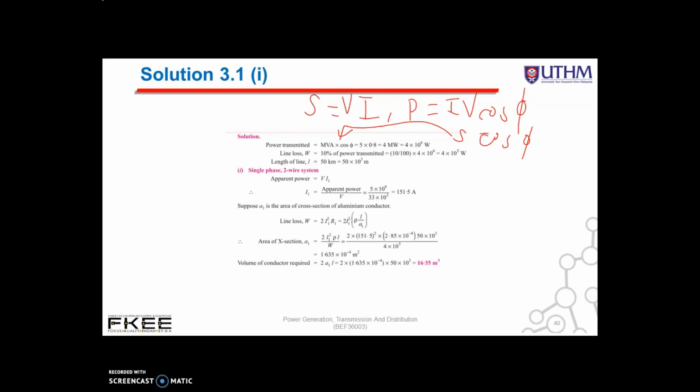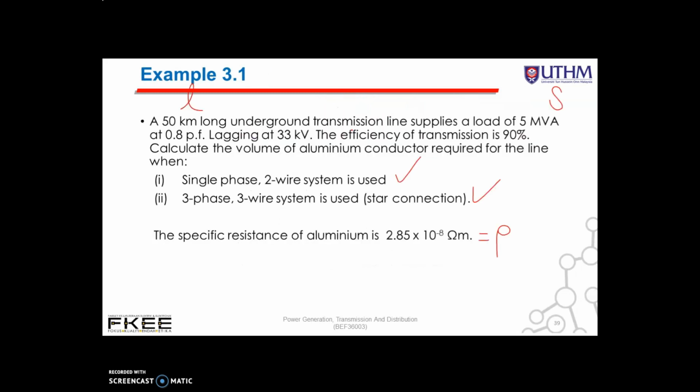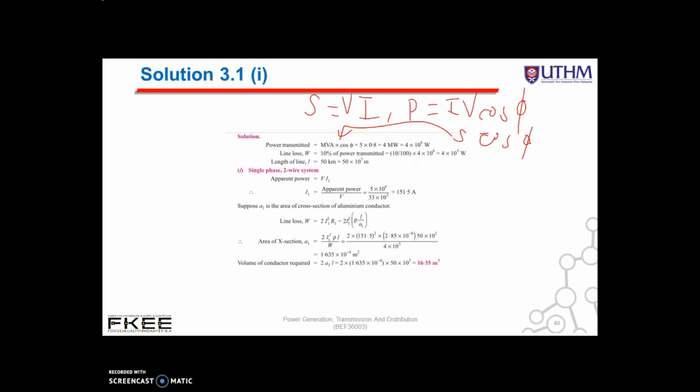So for the line loss, the efficiency is 90%, so we can assume that 10% is the losses. 10% of the power transmitted, so 10 over 100 times 4 times 10 to the power of 6. So you have 4 times 10 to the power of 5 watts. The length of the line is 50 kilometers, so 50 times 10 to the power of 3 meters. Now you have to calculate the volume for the single phase 2 wire system.